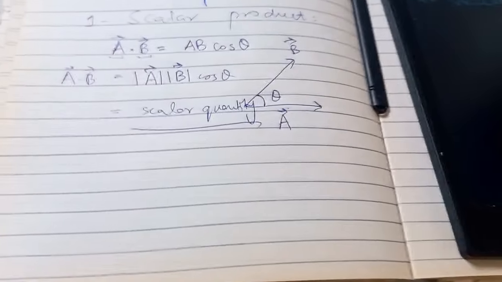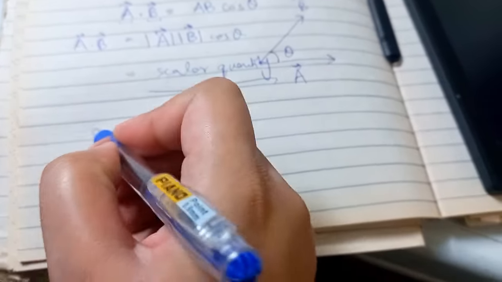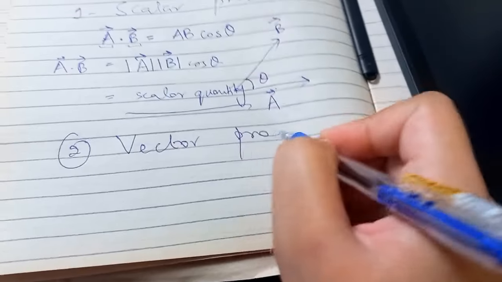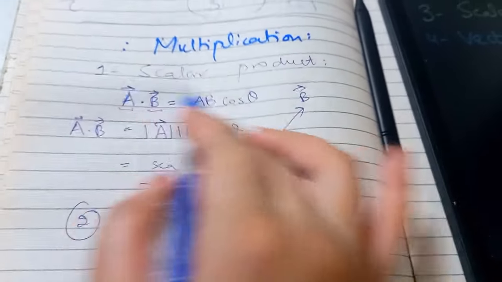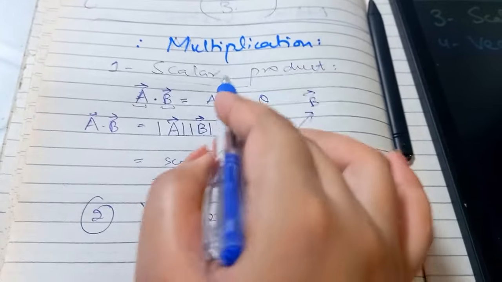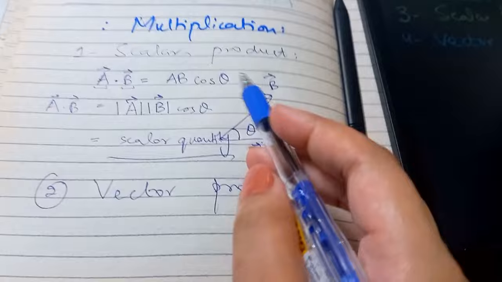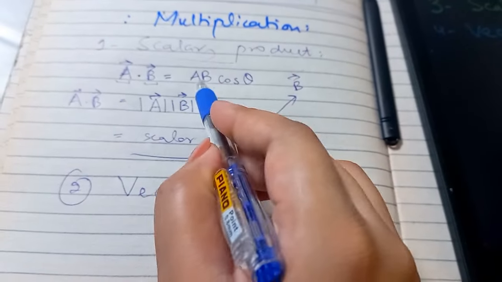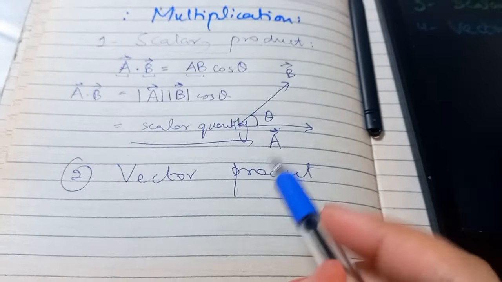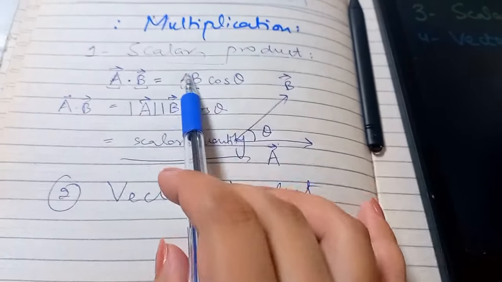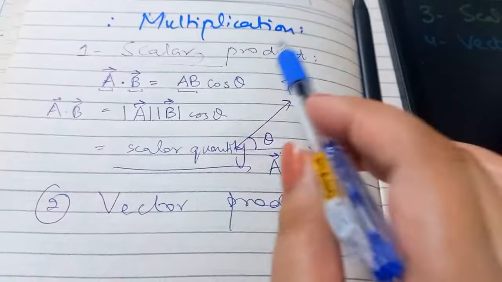Next we have the vector product. Since the previous one was the scalar product, on multiplication a scalar quantity resulted. Another important thing to note is that there are two vectors involved, and the result we got is a scalar quantity. It means it is a scalar product.